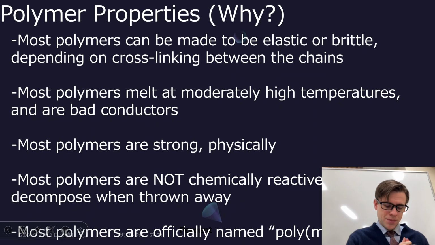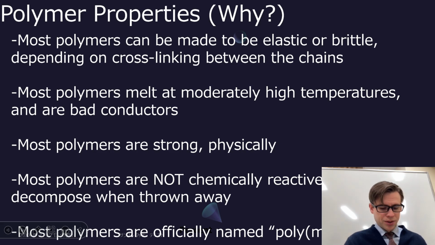So most polymers melt at moderately high temperatures and are bad conductors. Okay, there are not mobile charge carriers in, for example, polyethene that I just showed on the previous slide. It's just carbon single bonds, carbon-hydrogen single bonds. But some of them could be made to have conjugation and delocalized electrons similar to graphite, I think.